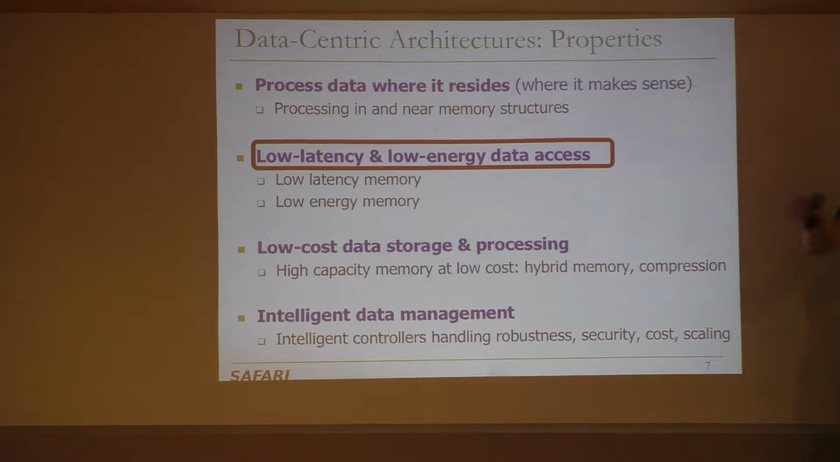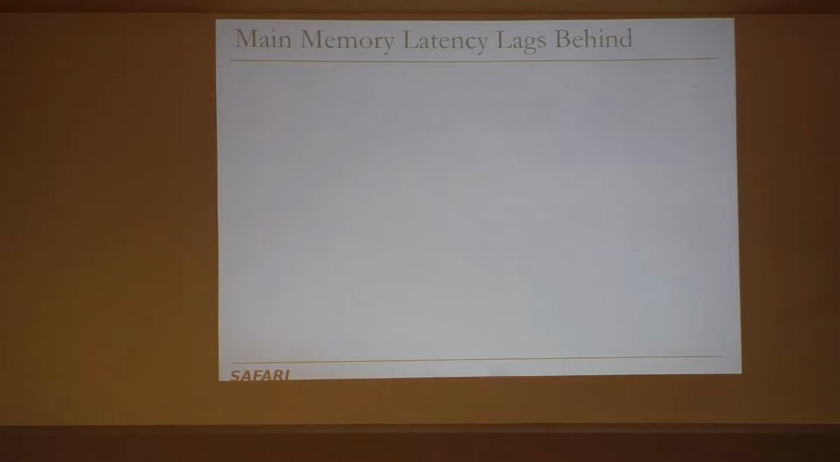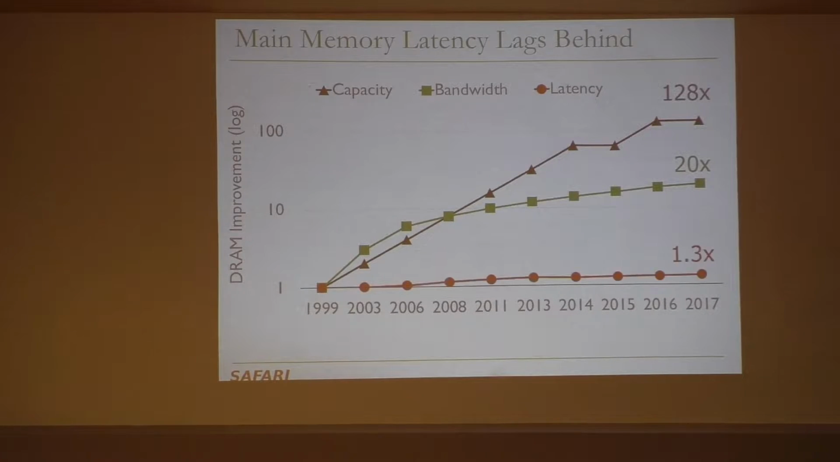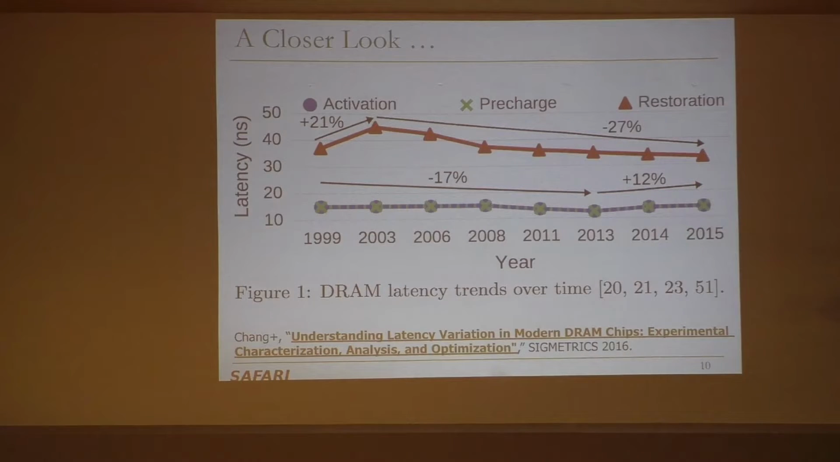I mean, reducing the data movement clearly reduces energy, but also reducing the latency reduces energy because you're not activating the structures for long. So reducing latency is good for a lot of things. Let's start with this. As I showed you, main memory latency lags behind. We have not improved memory latency as much. And in fact, some latencies are increasing.